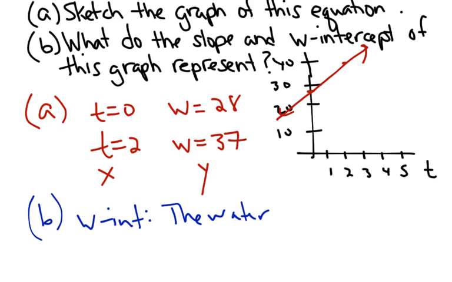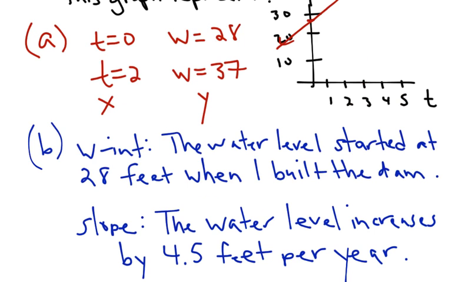Now my handwriting is looking really bad here. Let's see. I'm going to pause this and write it so it doesn't waste time. All right, so the w-intercept, that's the water level that my dam started at when I created the dam. So it started at 28 feet once I finally finished building it.